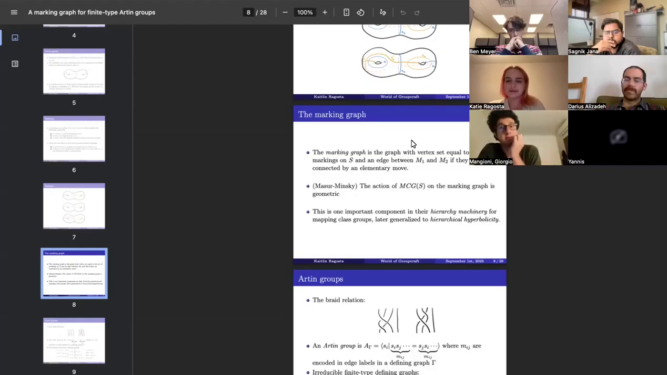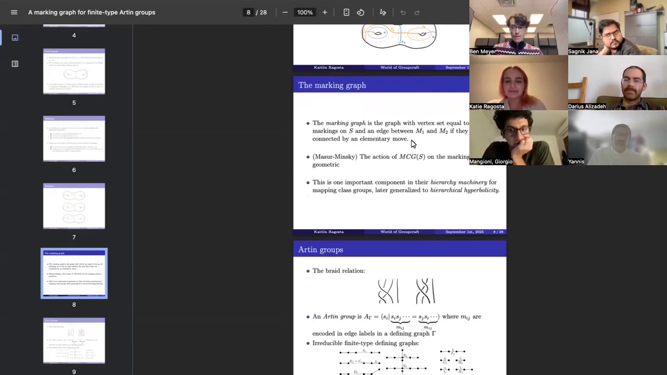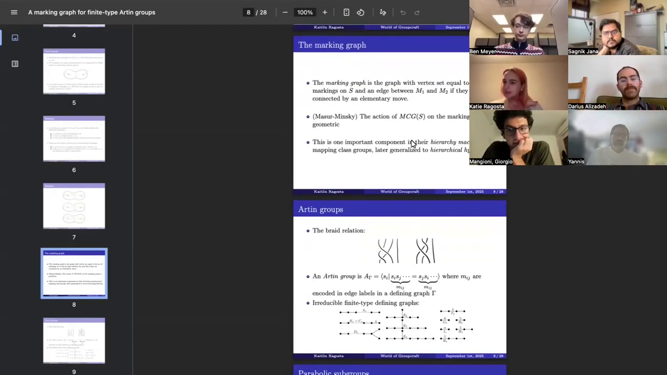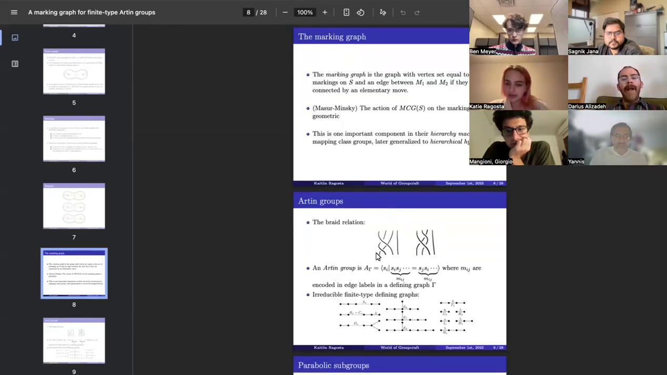Part two of the title is finite-type Artin groups. So we talked about braid groups. They're mapping class groups of punctured disks. Finite-type Artin groups generalize braid groups. And so in particular, they're groups with similar types of presentations. So the braid group is generated by elements which take string i and twist it over string i plus 1. Those collection of elements generate the braid group.